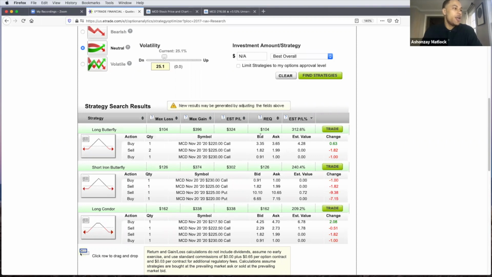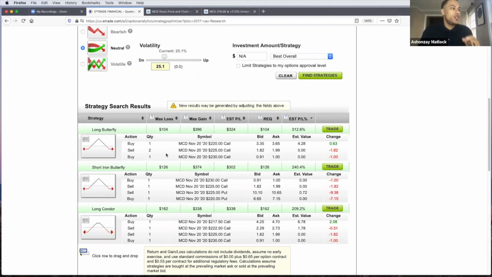So all of that means is I put up 104, I can get a max gain of 396. I put up 126, I can get a gain of 374. Same thing, if I put up 162, I can get a gain of 338. Now, most of y'all are like, okay, I see this complicated trade, but how do I execute it? Like, how do I get out? So this is where the options analyzer comes into play.